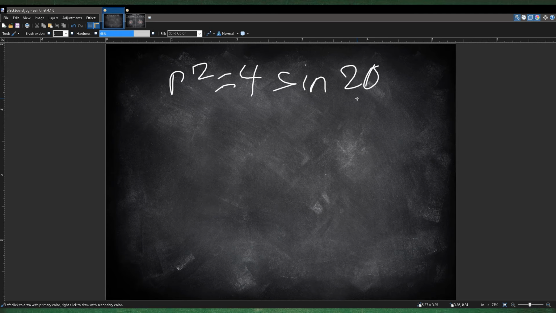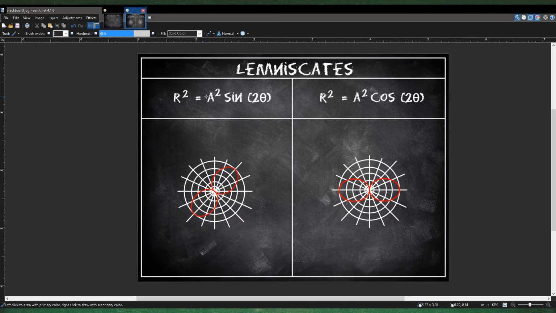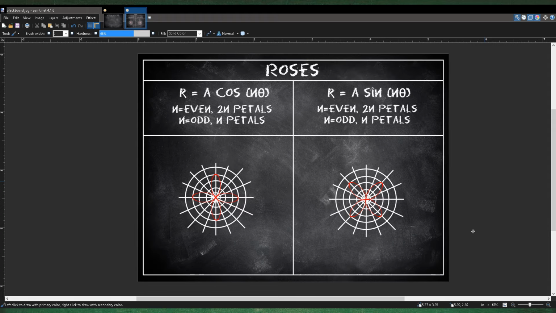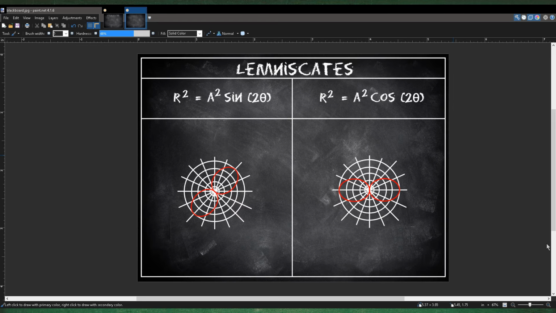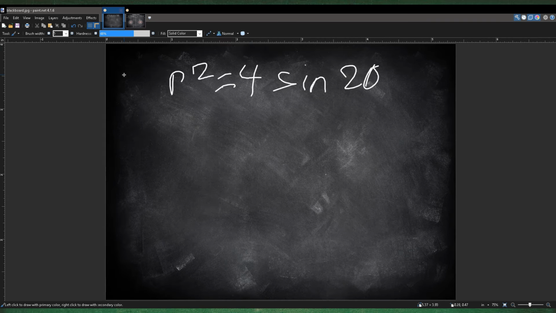And how you tell between a rose and a lemniscate, basically there's an r squared value. So if you look at roses, limacons, cardioids, circles, and lines, they don't have an r squared. They all have r's, they just have r. Lemniscates are really unique because they're the only graph with r squared, and that's how I also memorize it too.